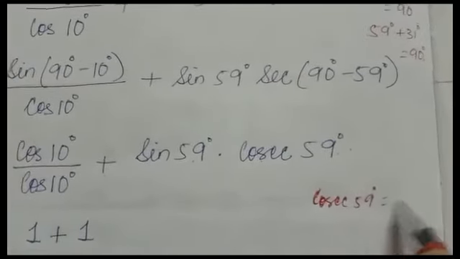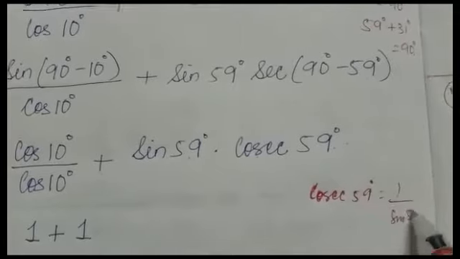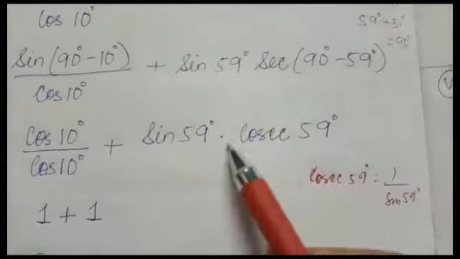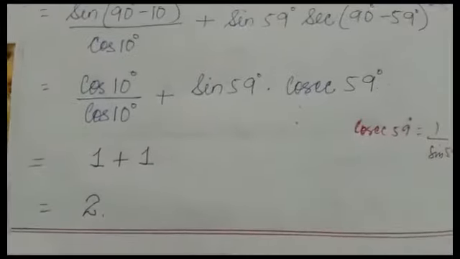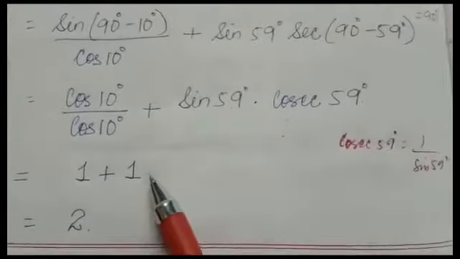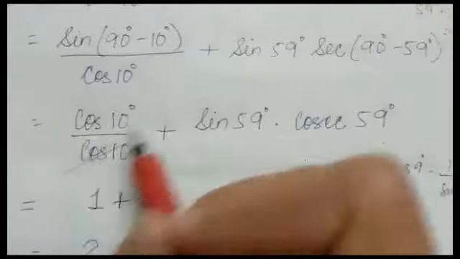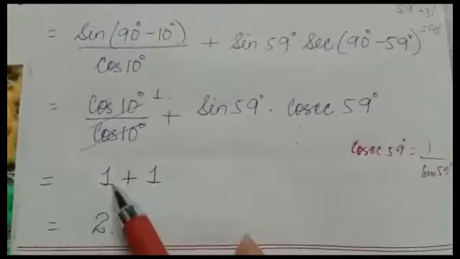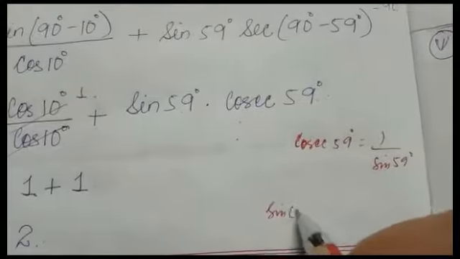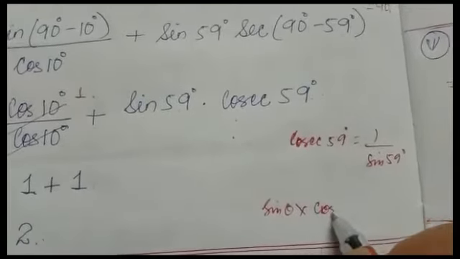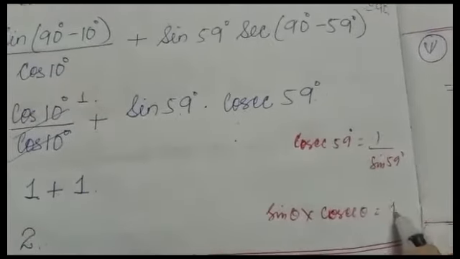59 degree is 1 by sine 59 degree. So in place of this, if you write 1 by sine 59, then they will cancel. So simply what we will do is, the product of reciprocals is 1. So cancel this 1, and 1 plus 1 is 2. So you can write sine theta into cosec theta is 1.